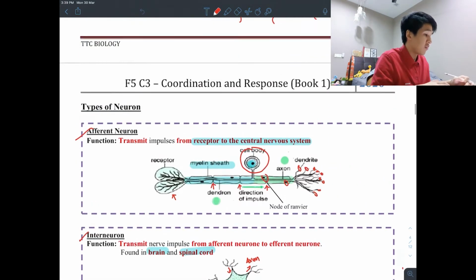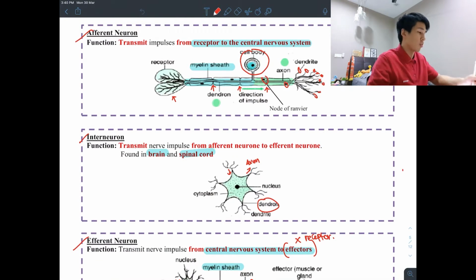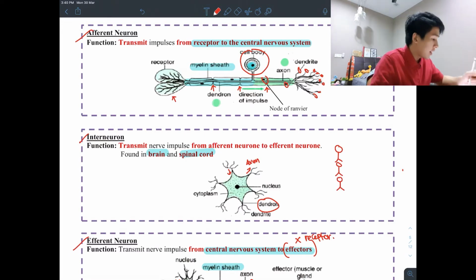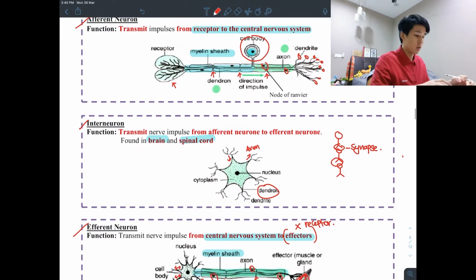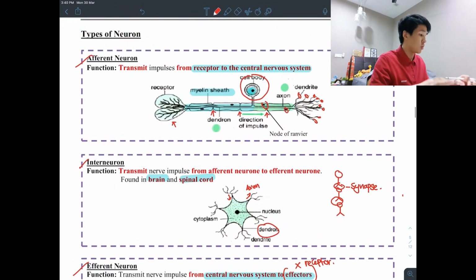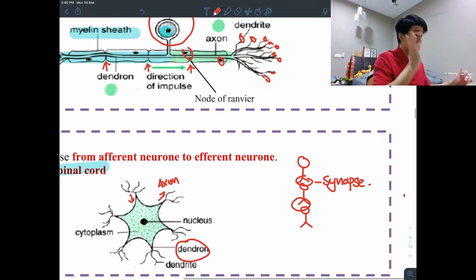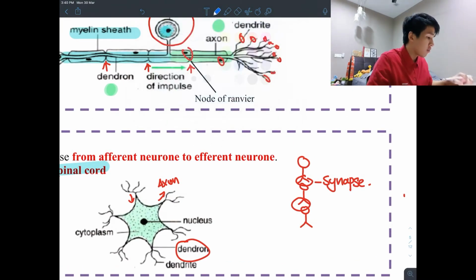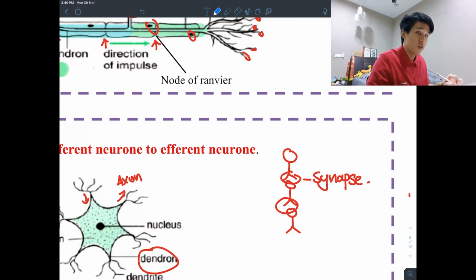Okay, so we look at page number 5 first, whereby we learn about the three neurons. These three neurons are actually connected to each other, like a human chain, whereby in between each neuron, like I mentioned just now, there's a gap called synapse. Remember last week I mentioned synapse transmits impulse to the adjacent neurons, to the next neuron. So at the synapse, you have the end of the previous neuron and the beginning of the next neuron.